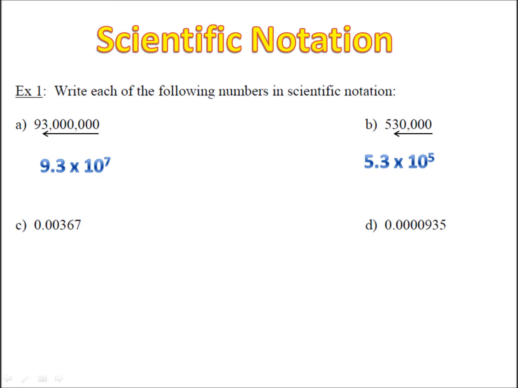But what about really tiny numbers? Take a look at example D. We have 0.0000935. Well, we really follow the same process. We want a decimal between 1 and 9, and so I'll put my decimal point so I have 9.35. Now, what is the power of 10? Well, because it's a tiny number, it's 10 to the negative 5.